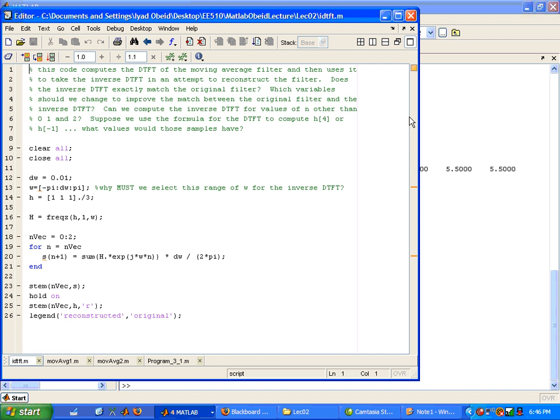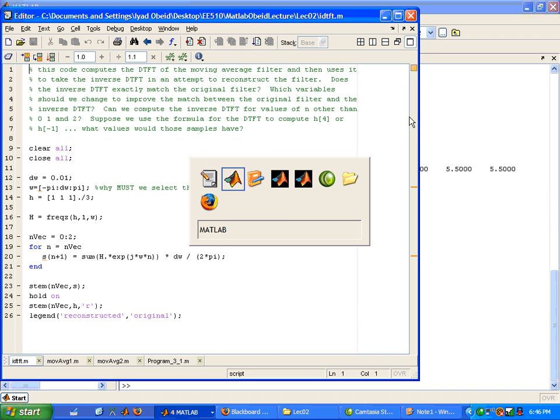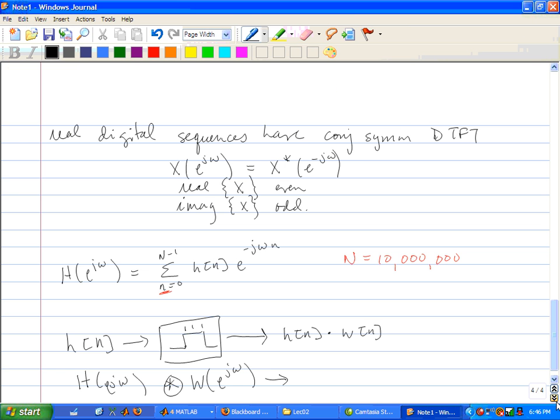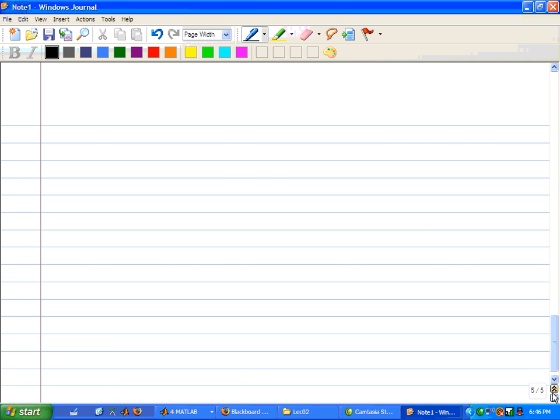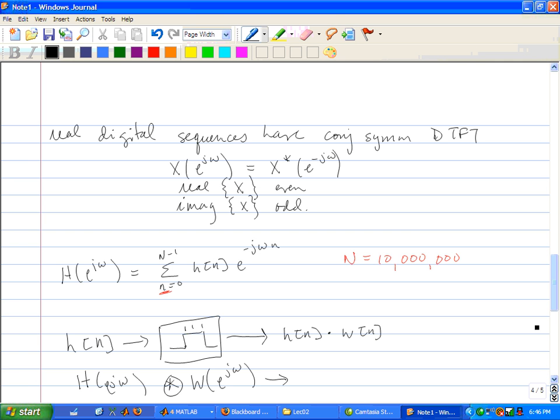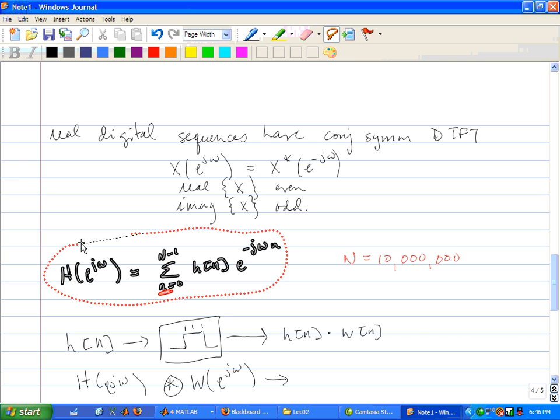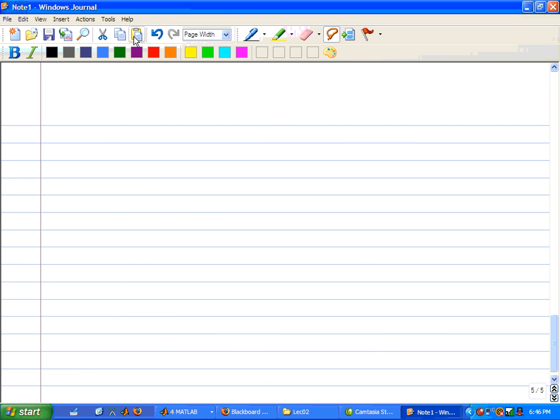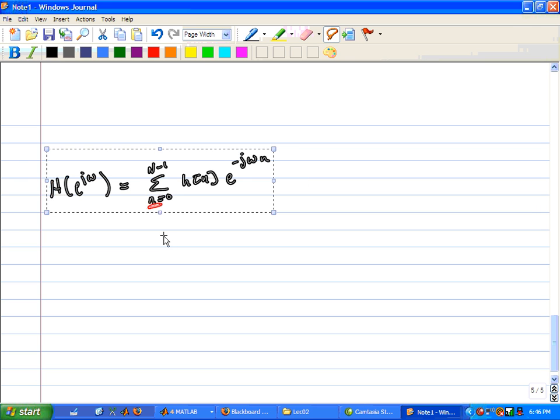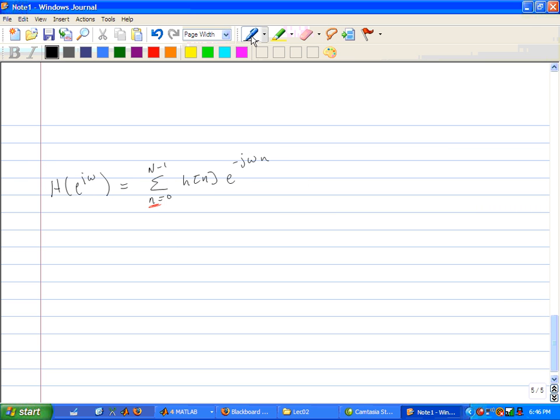Okay, so this is a little something I played with. Let me start by writing the formula down before we jump to the MATLAB. So we know the definition of the Fourier transform. Where is it? Let's try this. Copy. Okay, and now paste. So here's my definition of the Fourier transform.